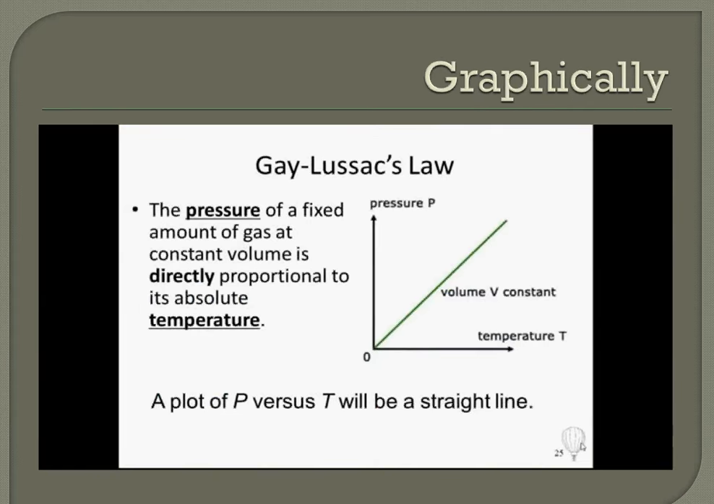Let's see it graphically also. Once again, the pressure of a fixed amount of gas at a constant volume is directly proportional to its absolute temperature. This is the graph we have just studied. It will be a straight line.